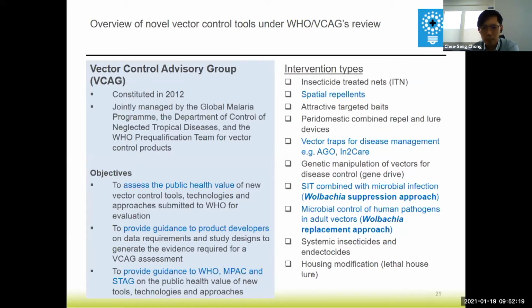And those highlighted in blue, spatial repellents, vector traps, the SIT combined with microbial infection, as well as the Wolbachia replacement approach, are tools that are currently being evaluated for Aedes control. The rest of the tools are actually being evaluated for Anopheles control. So for this particular session, I will focus very much on the Wolbachia suppression approach as well as the Wolbachia replacement approach, whereas the other two speakers will speak on the GM approach as well as the SIT approach later on.